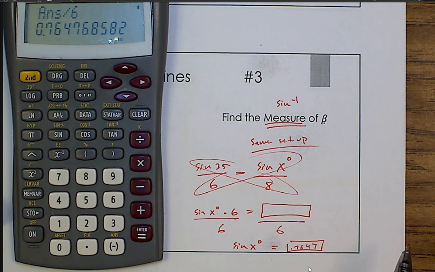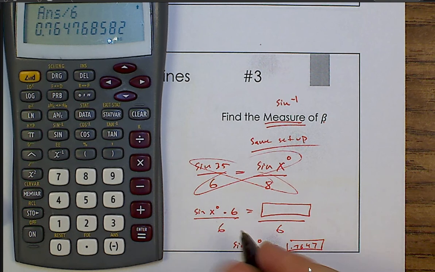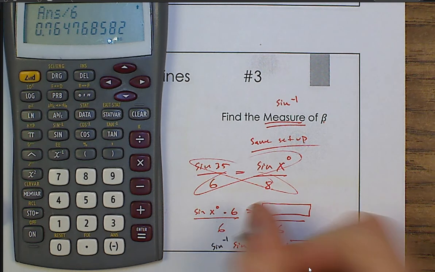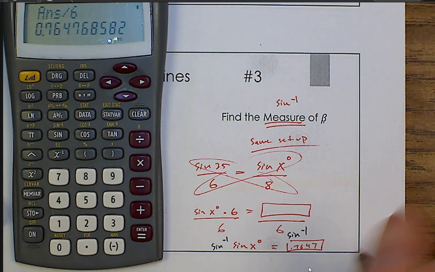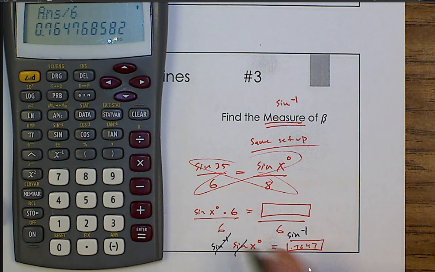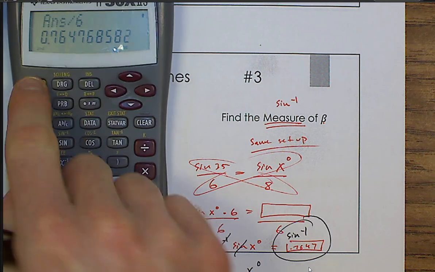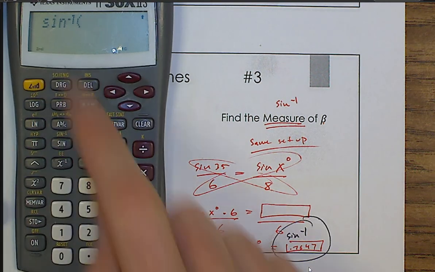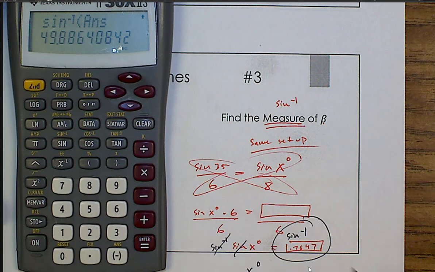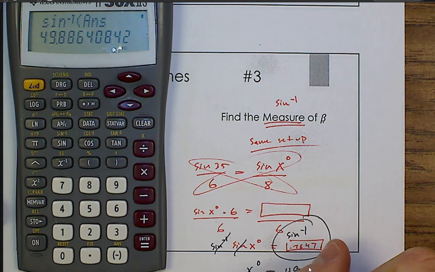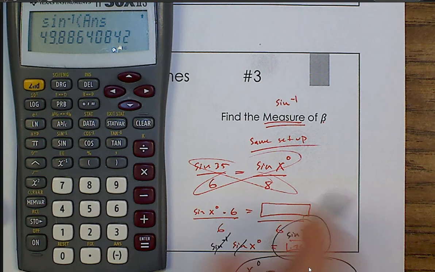Now, how do we solve for x? How do I get rid of sine? You can inverse both sides, right? So the sine inverse and sine cross out, you're left with x degrees. So I got to do second sine of this answer. So second sine, second answer equals. So my x is 49.8 degrees. And that's how you find the angle measure.